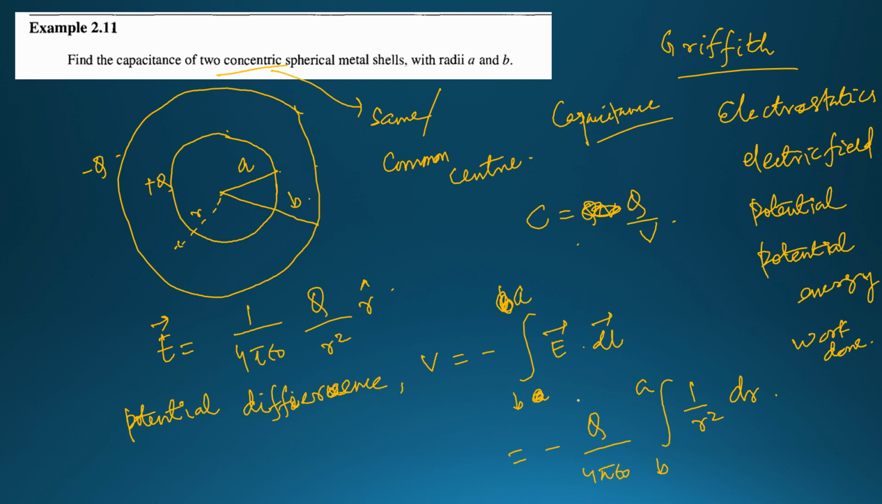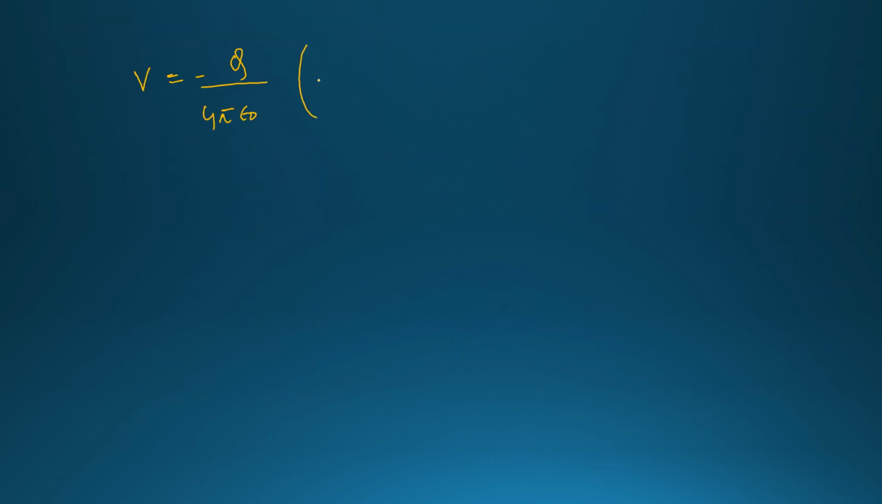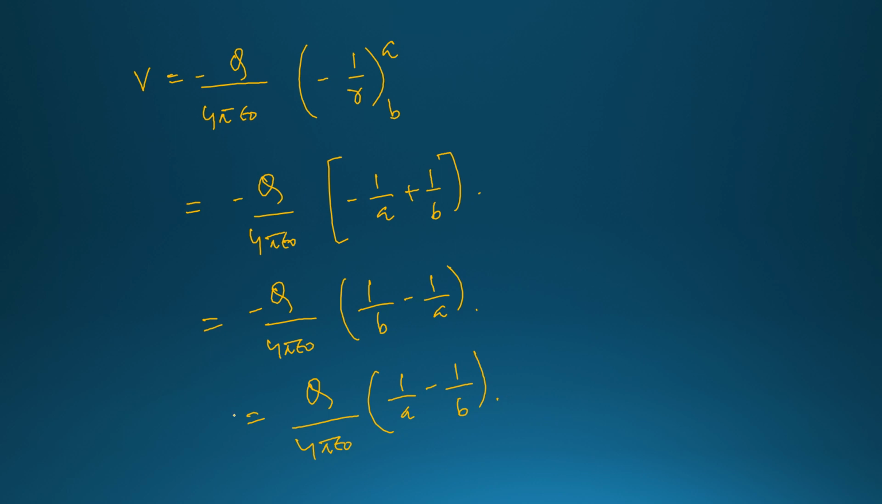Now if you take the integration, minus Q by 4 pi epsilon naught times minus 1 by r from B to A. So minus Q by 4 pi epsilon naught times minus 1 by A plus 1 by B, which is minus Q by 4 pi epsilon naught times 1 by B minus 1 by A. If I take the minus inside, Q by 4 pi epsilon naught times 1 by A minus 1 by B. So this is the potential.